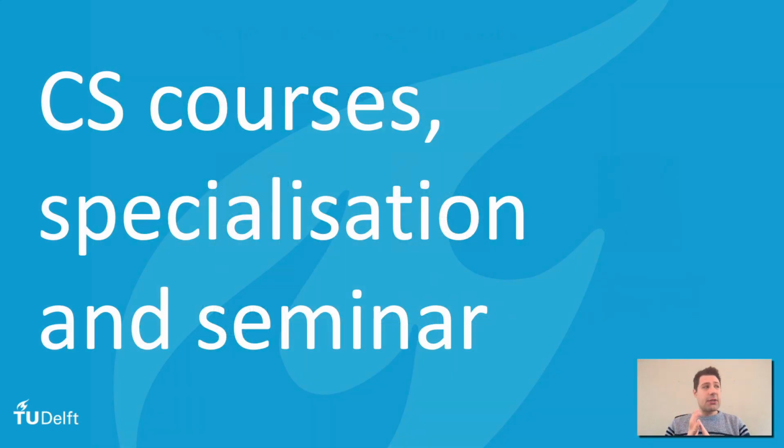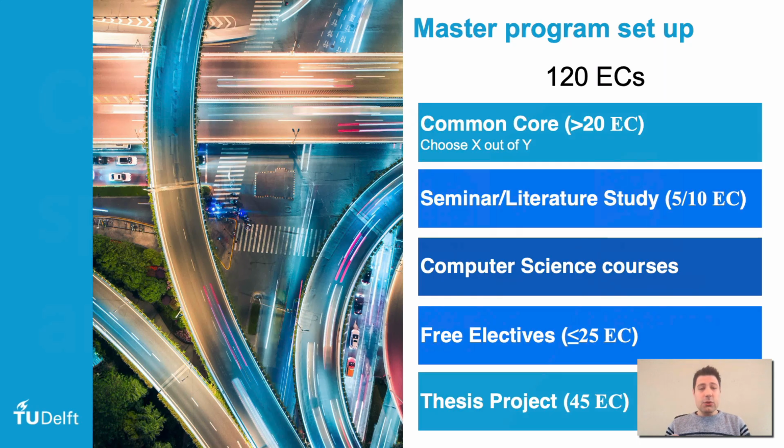So I talked about the tracks, I talked about the special program. Let's now talk about the computer science courses, seminars, and so on. Just to quickly revisit, you have to pick common core courses, seminar courses, computer science courses, free electives, and the thesis. And computer science courses are the courses that our faculty offers for you on whatever computer science topic there is, and you're also free to pick.